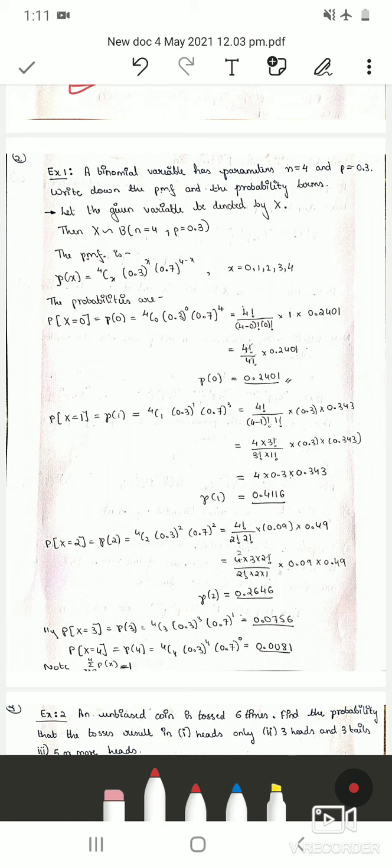So we will be having PMF as 4C0 0.3 raised to 0 into 0.7 raised to 4. So 4C0 can be written as 4 factorial divided by 4 minus 0 factorial into 0 factorial, into 1. Anything raised to 0 is always 1. I hope you guys know this basic concept. Into 0.7 raised to 4.